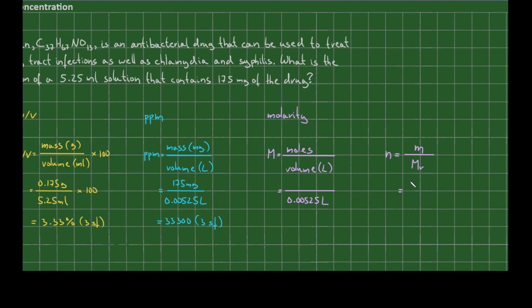And so I will have 0.175 grams divided by the molar mass of erythromycin, which happens to be 733.937 grams per mole. And that will give me 0.000238 moles when rounded to 3 significant figures. Now that I have my number of moles, I can calculate the molarity. And unless my calculator is lying to me, it is 0.0453 moles per liter when rounded to 3 significant figures.